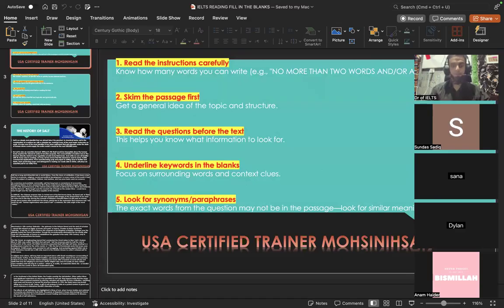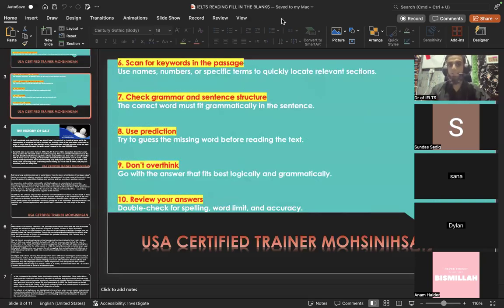Synonyms and paraphrase, the words will be changed. The next point, point number 5: the exact words from the questions will not be there in the passage, right? A single question might have the same words within the passage, yet the criteria and method is that the words will be different, yet the message, idea, and meaning will be the same.